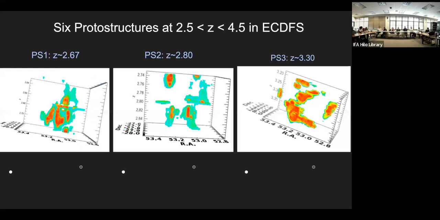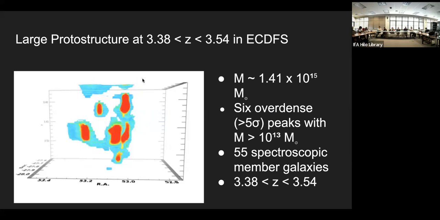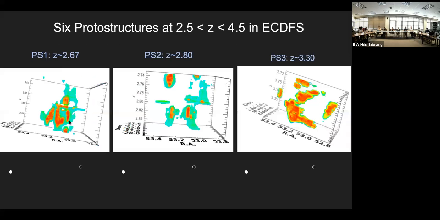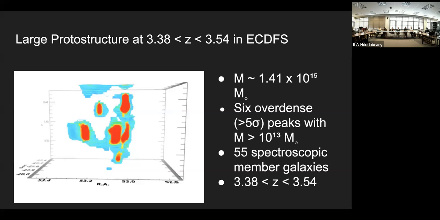And with that, I basically move to my case study. This is a very massive protostructure, with a mass of almost 1.5 times 10 to the 15. It has 6 overdense peaks. This is basically a 3D plot of this massive structure in the ECDFS field. The red parts are very overdense regions, where density is more than 5 sigma, so extremely overdense regions.